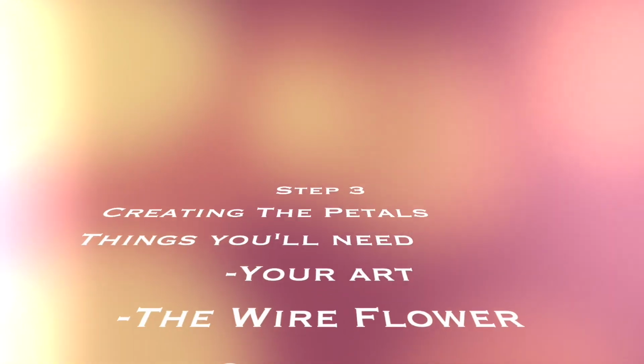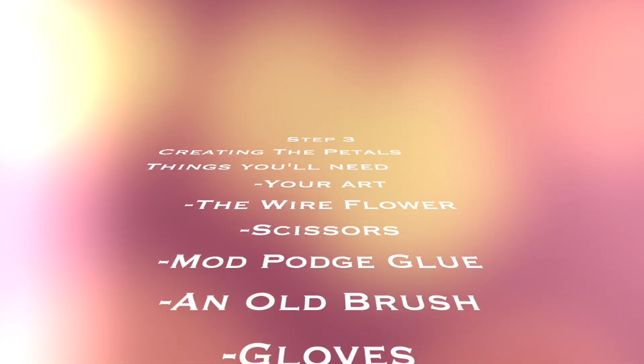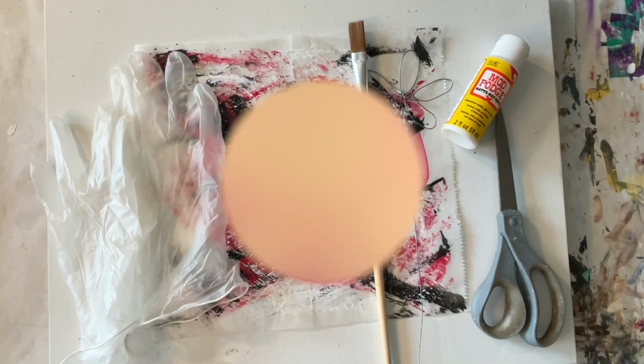Step three, creating the petals. You're gonna need your abstract art nice and dry, the wire flower, scissors, glue, an old brush, and gloves if you don't want your hands to get very messy.